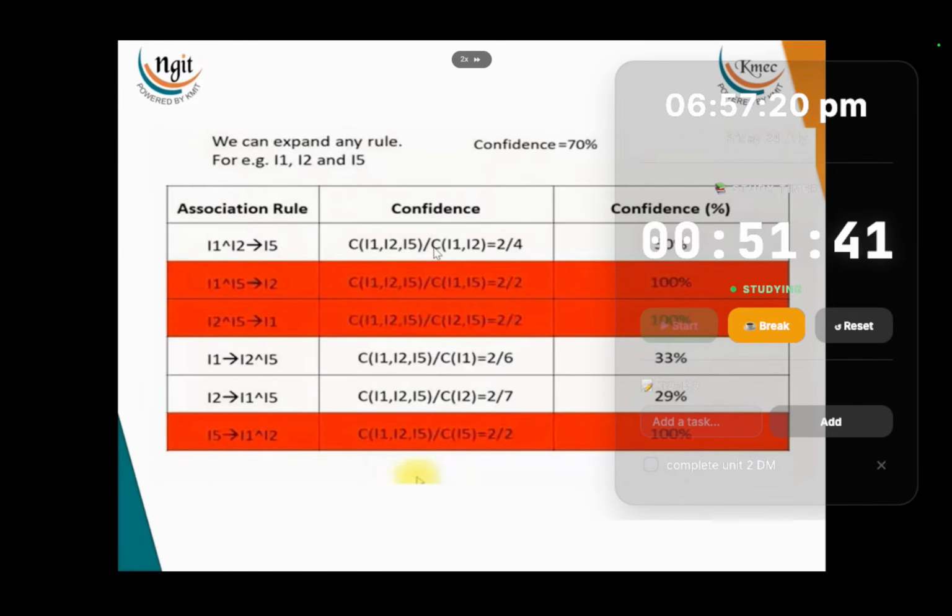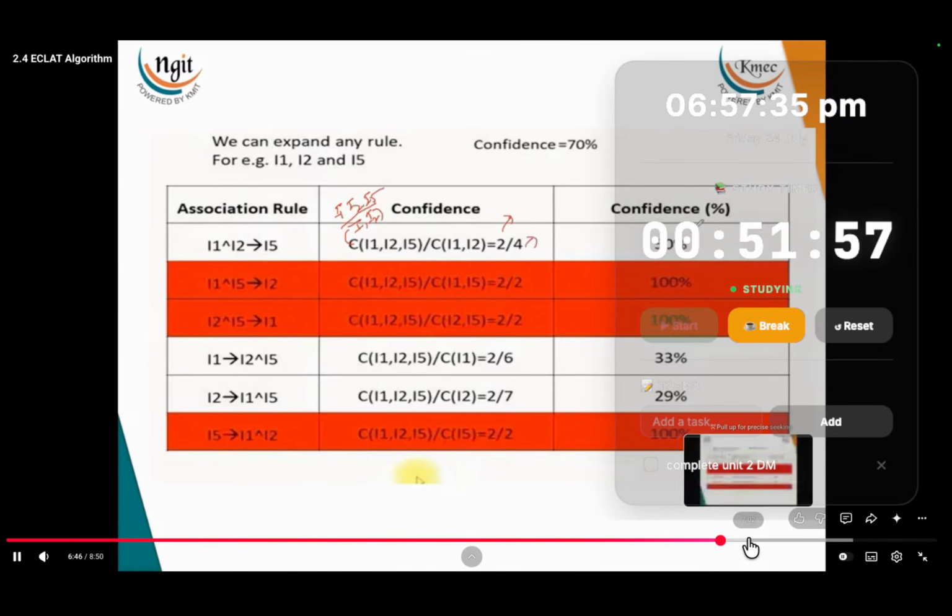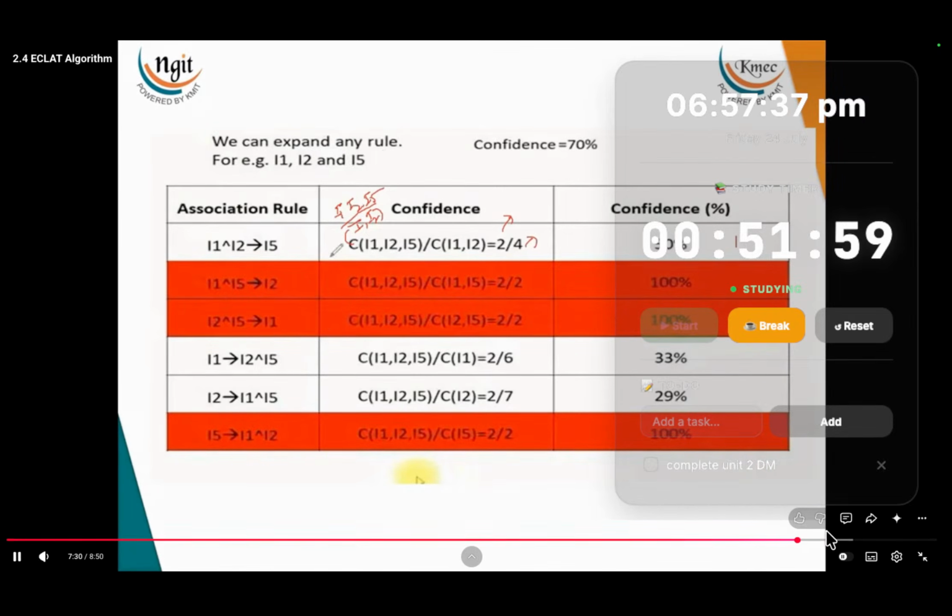To find the confidence, we need to consider the combination of I1, I2, I5 in the data set, with the frequency of occurrence of I1 and I2, right? When we look at the database, we can see that I1, I2, I5 is repeated 2 times, and the I1, I2 itemset is repeated 4 times. In this way, the confidence will be 100%, right?